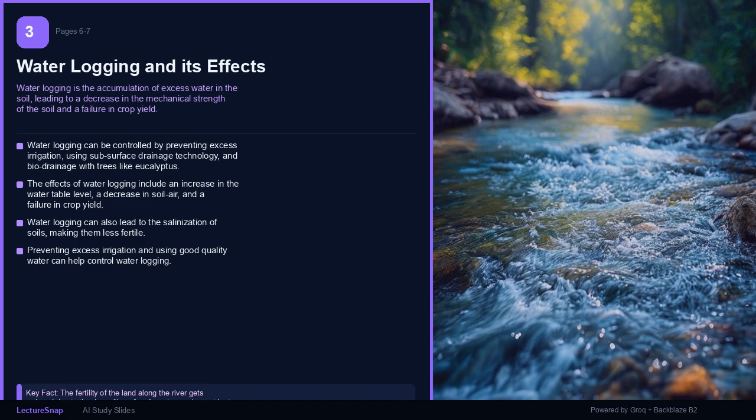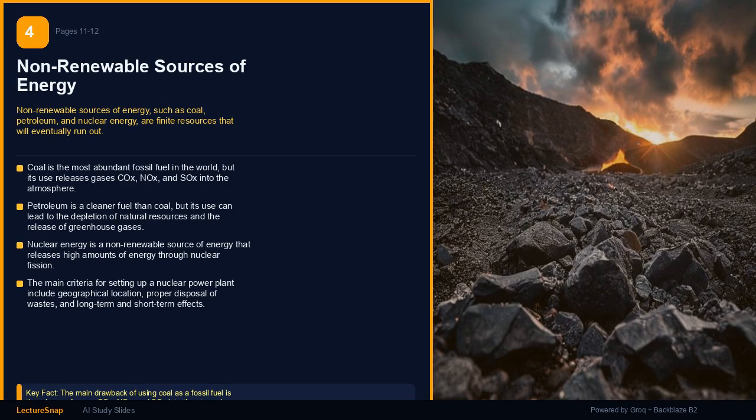Now, let's talk about non-renewable sources of energy. What do you think these are? You might have heard of fossil fuels like coal, petroleum, and natural gas. Non-renewable sources of energy are finite resources that will eventually run out. They're called non-renewable because they take millions of years to form and can't be replenished naturally. Let's look at some examples.